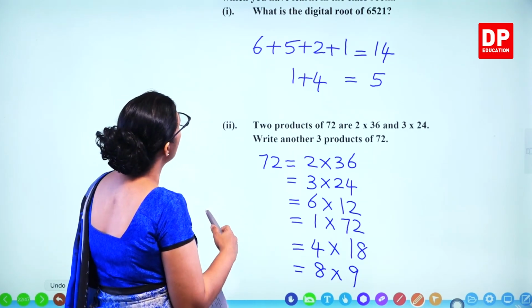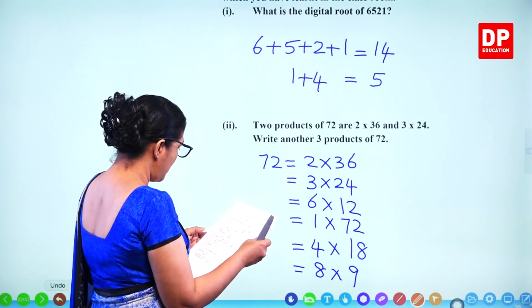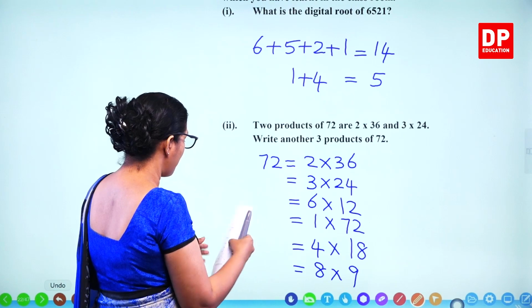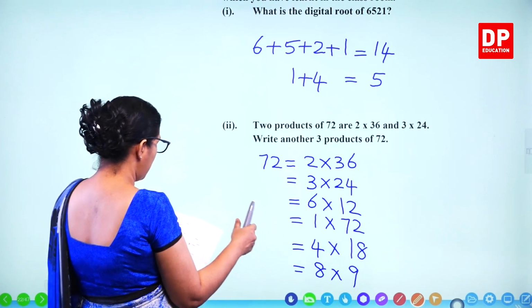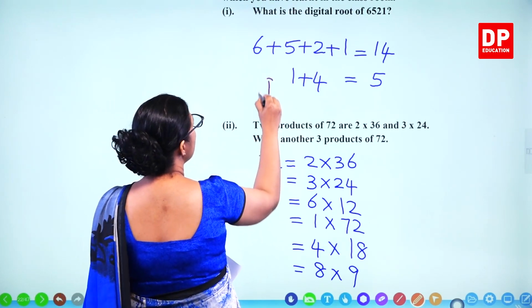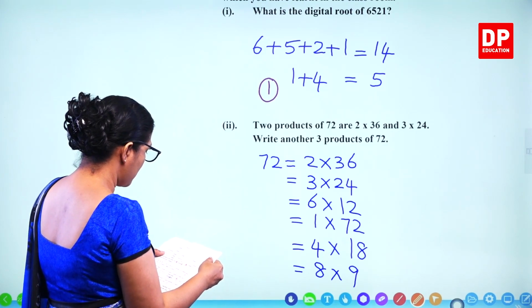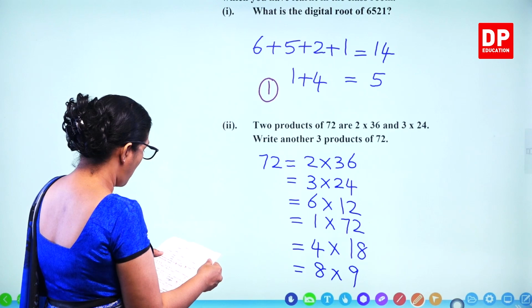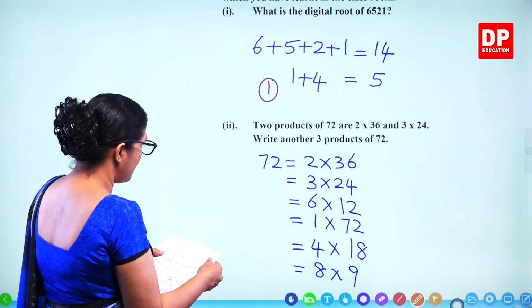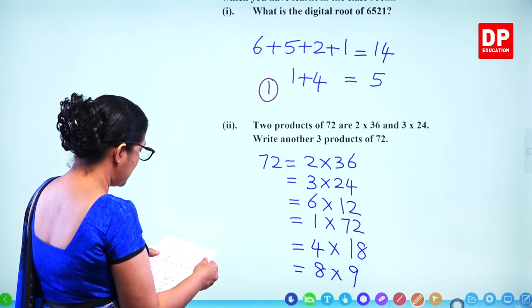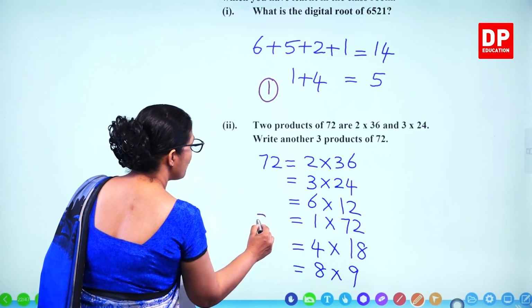So how many marks are you getting for this question? Let's look at the marking scheme. You are getting 1 mark here, and you get 3 marks for writing 3: 6 into 12, 4 into 18, 8 into 9. So 3 marks for that.